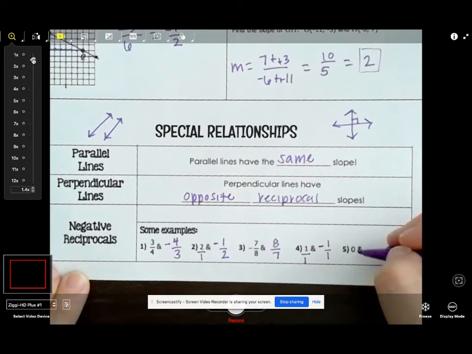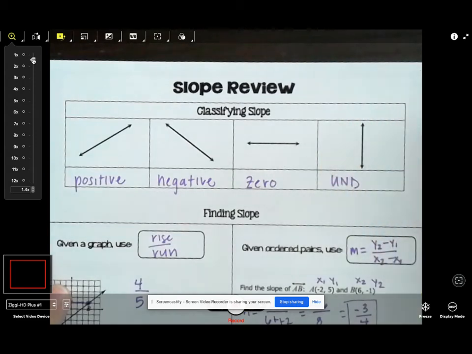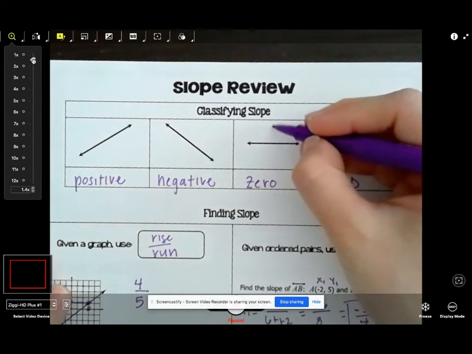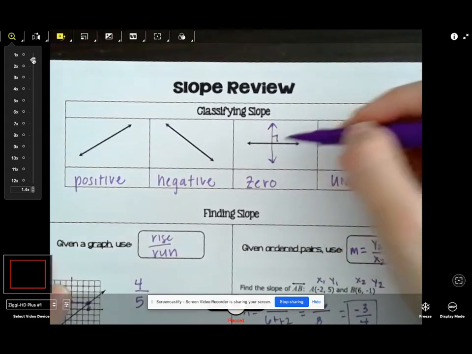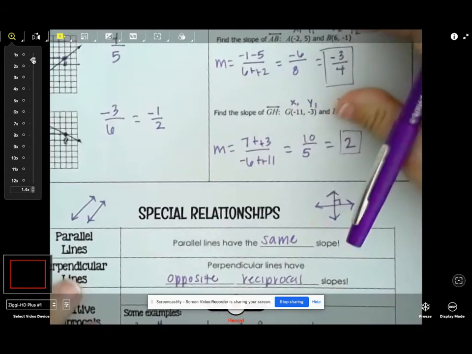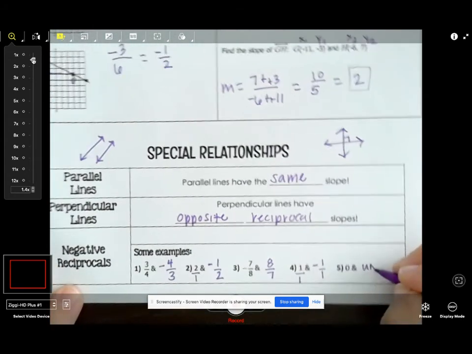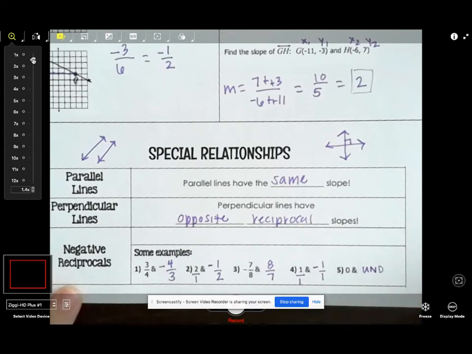Now remember, a zero slope is just a horizontal line, right? So what would be perpendicular to that? Well, a vertical line would be, right? And what kind of a slope does a vertical line have? Undefined. So that's kind of a goofy one. That's just one you kind of need to remember is weird. So 0 and undefined slopes are negative reciprocals.